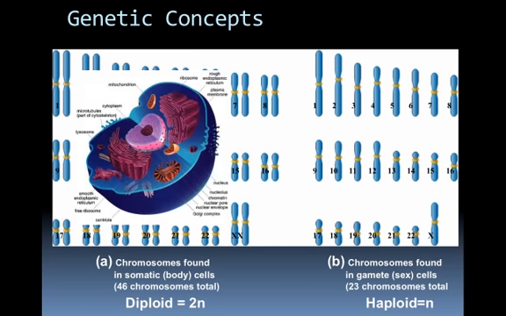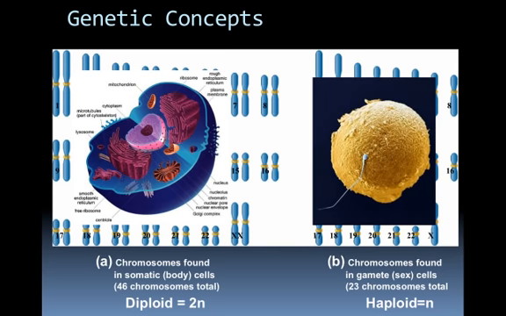So in this left-hand case, if we looked at this as a somatic cell, or at least a non-sex cell, this is what would be found inside the nucleus. And on the right-hand side, we have a sperm cell that's penetrating the cell membrane of the egg. And once that happens, then fertilization occurs.